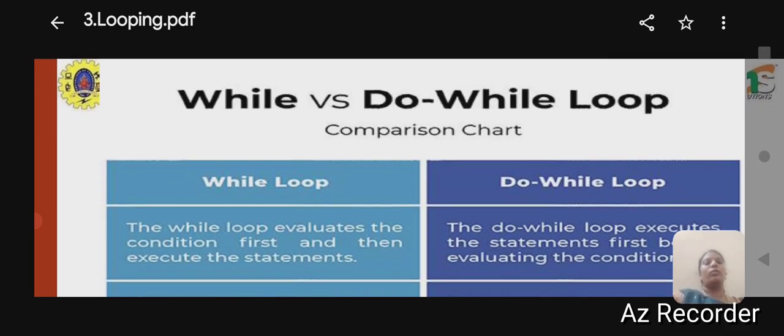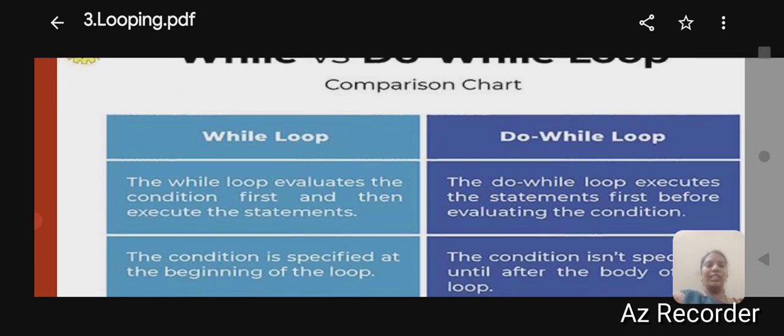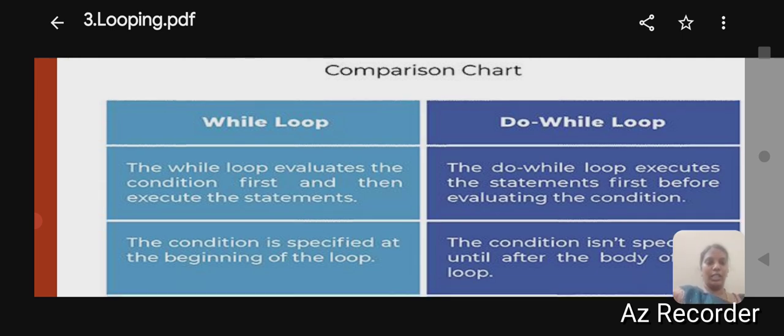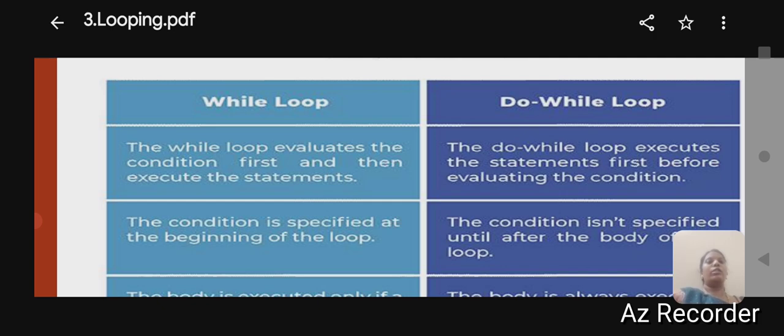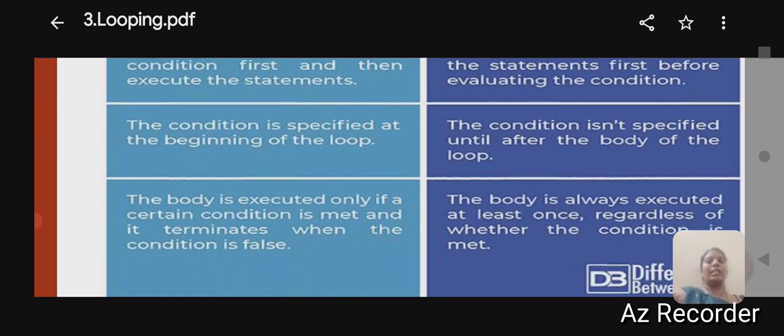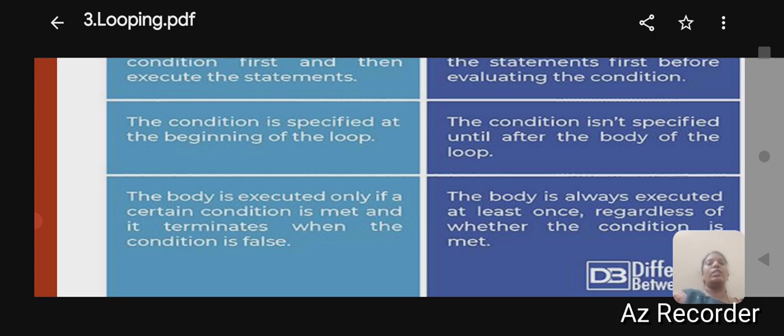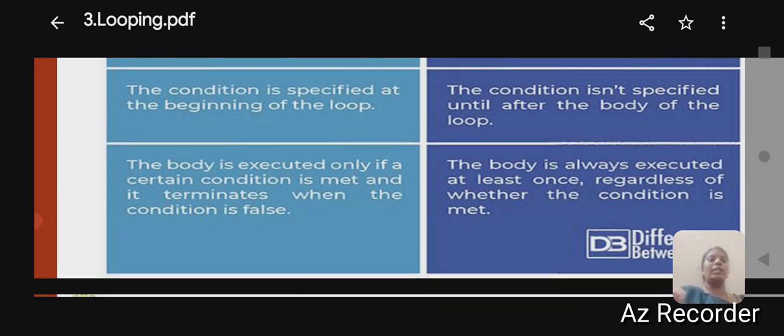What is the difference between the while and do while loop? In a while loop, the condition is evaluated first and then the statement is executed. In a do while loop, the statement is executed first before the condition is evaluated. The while loop condition is specified at the beginning of the loop, and the do while condition is specified after the body of the loop. The while loop body is executed only if a certain condition is met, and it terminates when the condition is false. A do while loop is always executed at least once, regardless of whether the condition is met.